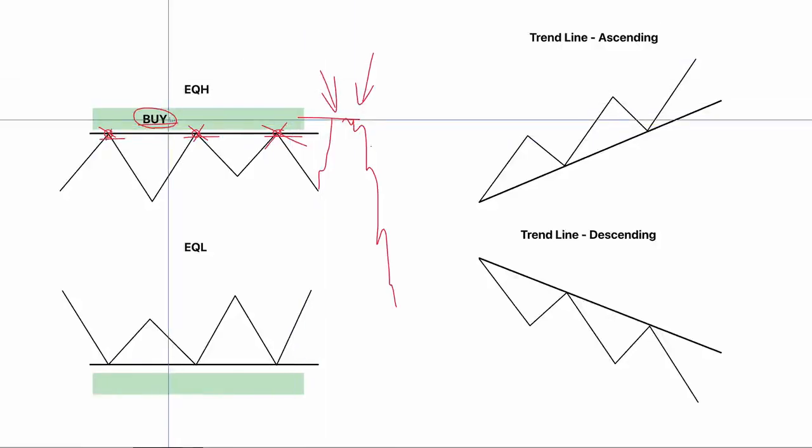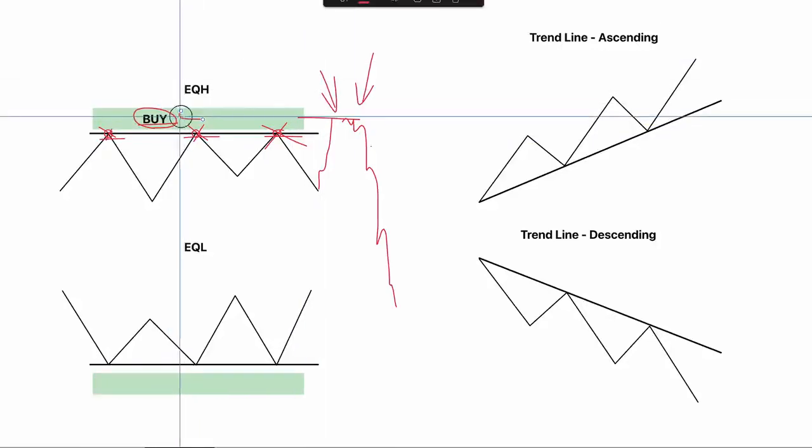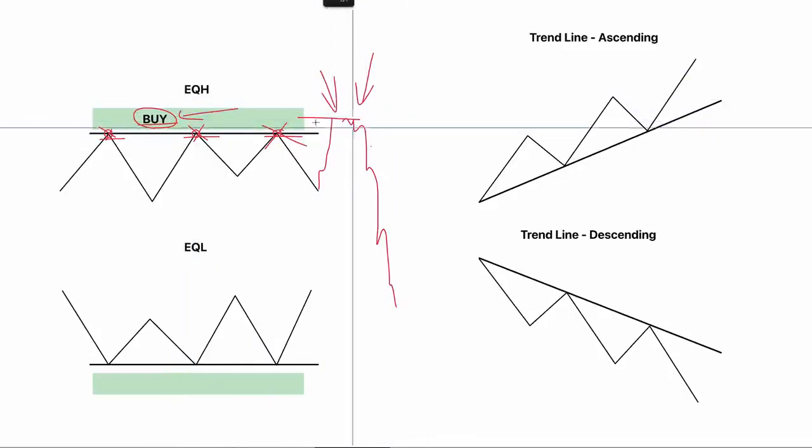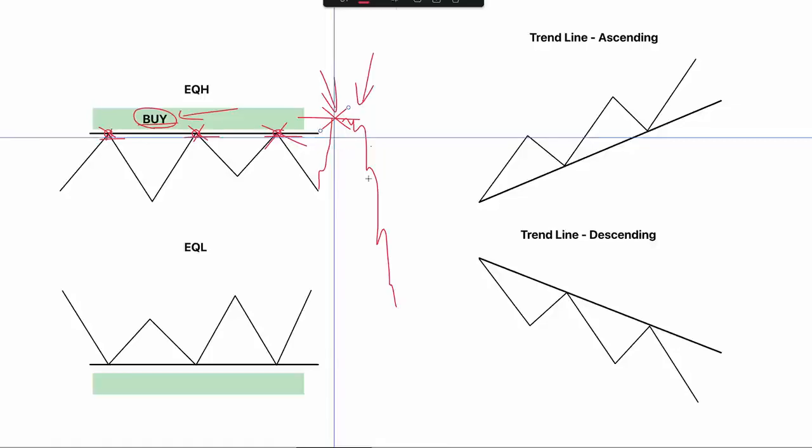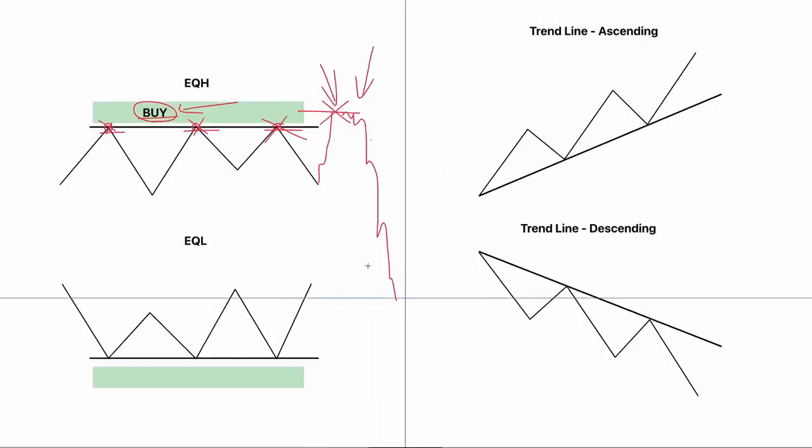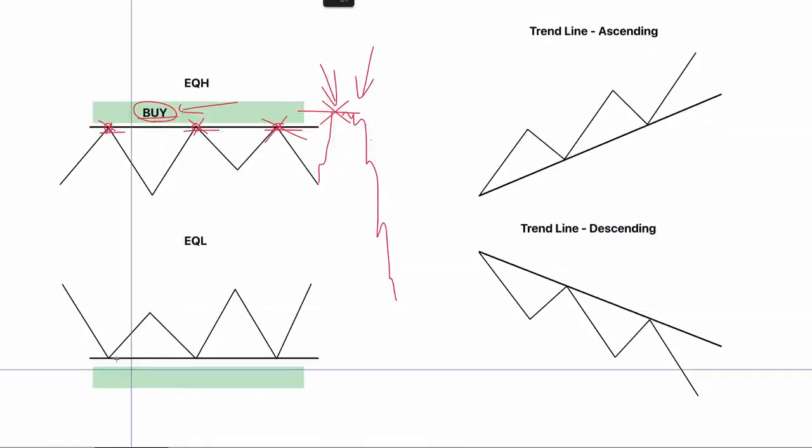And then the large player can take the sell on the other side of all of these buys, which will drive the market down. So it creates a scenario where you end up losing before the market moves in your favor.